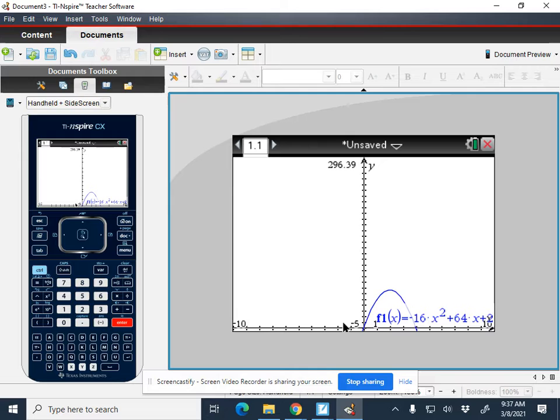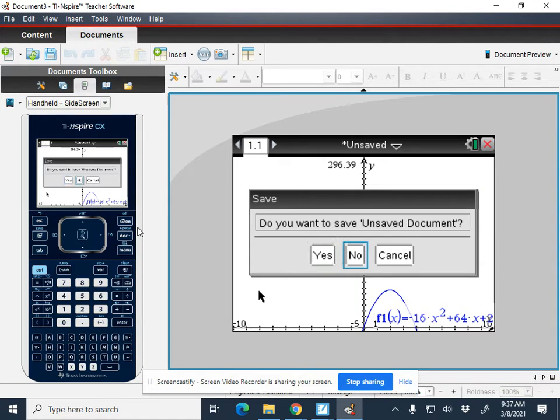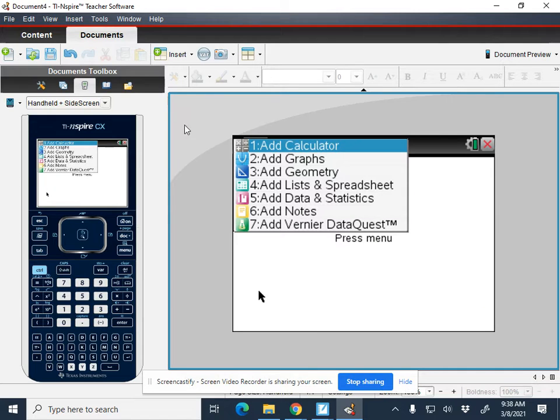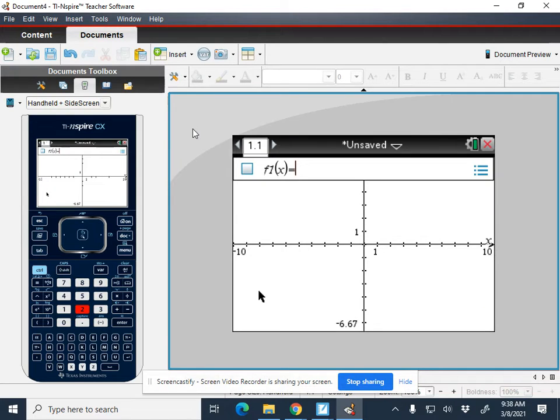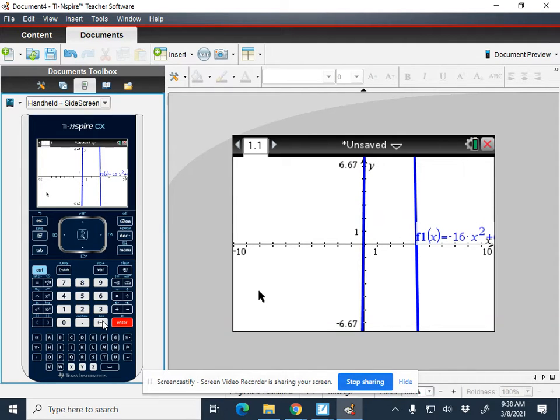Okay, so everybody, let's try this again from the start. Those having difficulty, let's press the on button. Let's go new document. Do I want to save? No. Number 2, I want to add graph. Now, use the negative button. Negative 16x squared plus 64x plus 2, then hit enter, and you should see something like that. That's the graph. Okay? Did you get it this time?